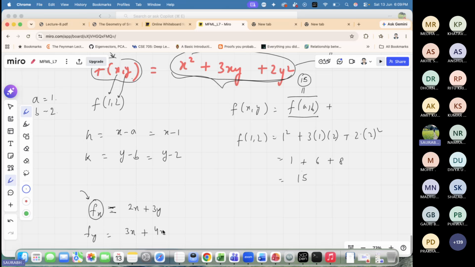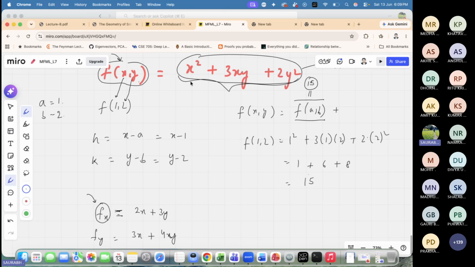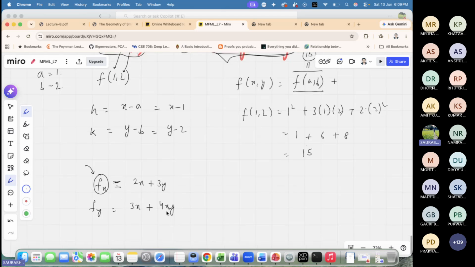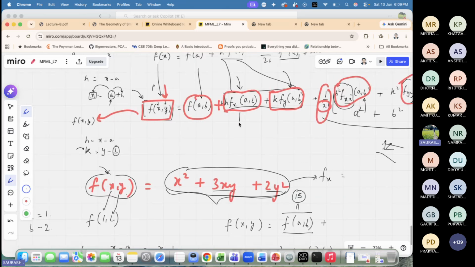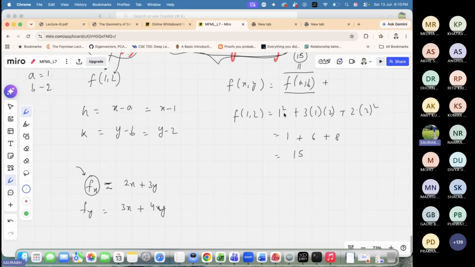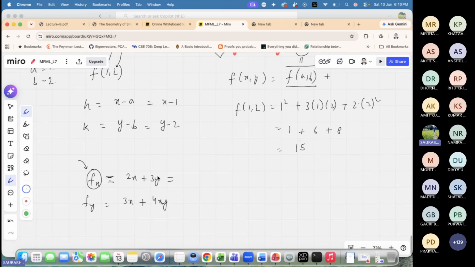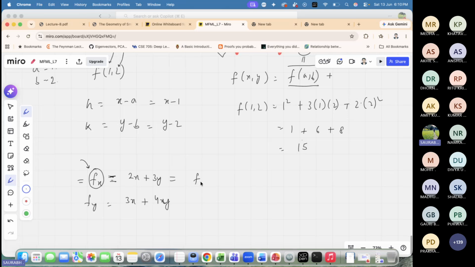3x plus 4y. Right, that should be 3x and 4y. Now what you need to do is substitute: you first need fx at AB and fy at AB. At AB, x is equal to 1 and y is equal to 2. So basically we are now finding fx at AB, which is fx at (1, 2).